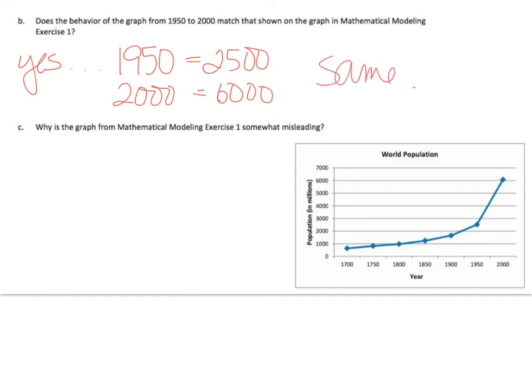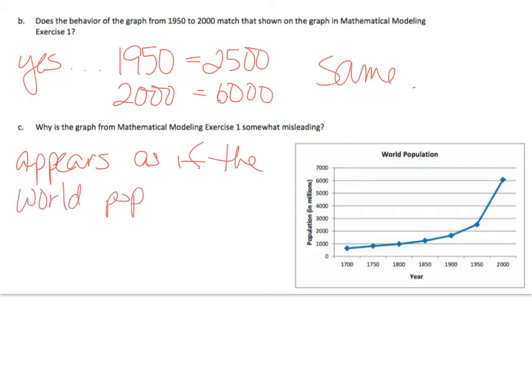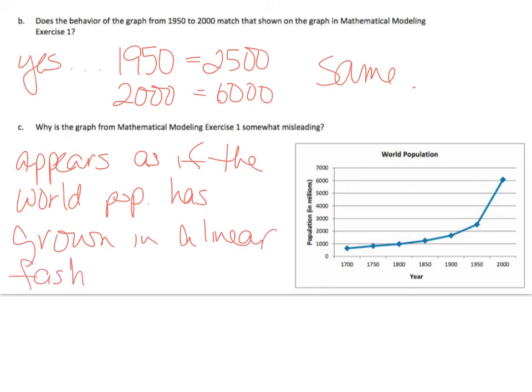Why is the graph from exercise 1 somewhat misleading? It appears as if the world population has grown in a linear fashion, when it has really grown exponentially.